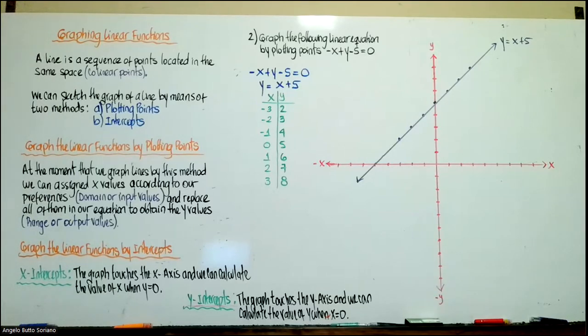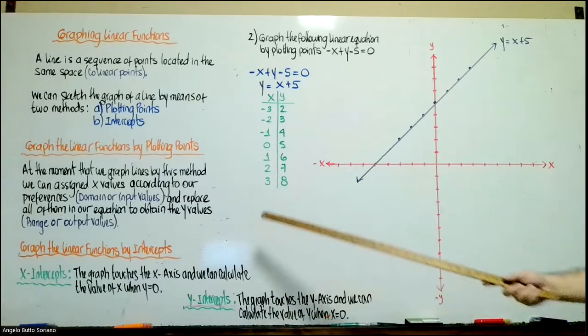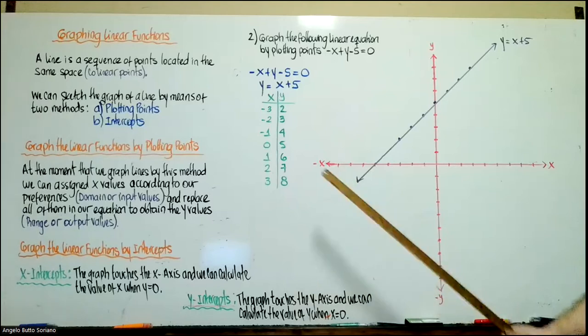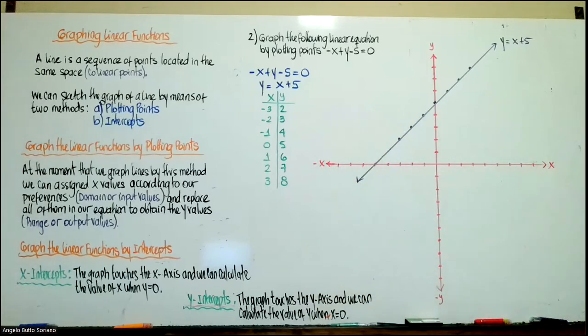Now, we are finished demonstrating the first method, the first technique. It's a little bit tedious because we require a little patience to create the table values. And remember, we need at least 2 points to sketch the line, and we got 1, 2, 3, 4, 5, 6, 7 points, and we defined a full line.